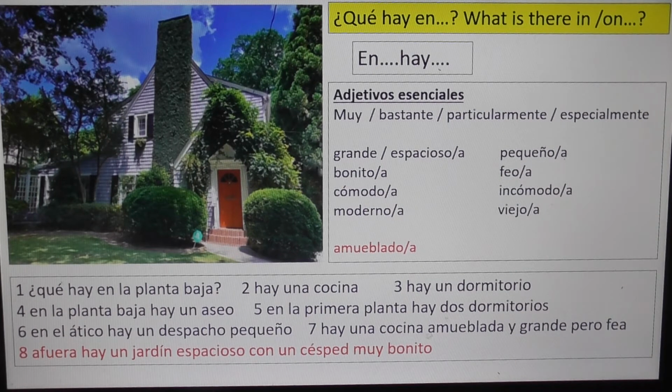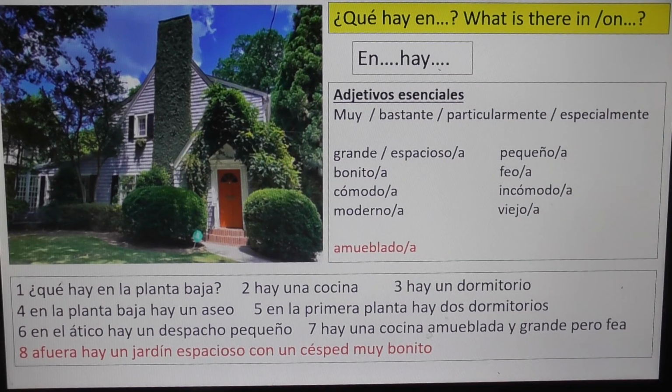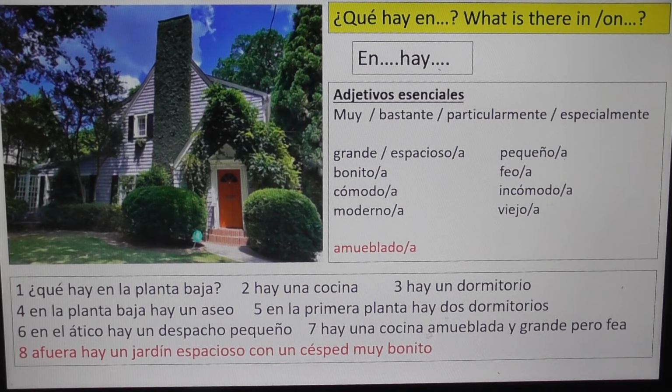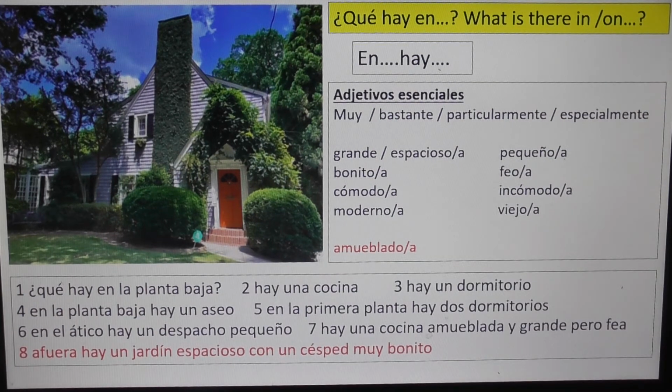Okay, number 1. ¿Qué hay en la planta baja? What is there on the ground floor? Number 2. Hay una cocina. There is a kitchen. Which of these words means fitted? That's right. Amueblado, amueblada. Number 3. Hay un dormitorio. There is a bedroom. 4. En la planta baja hay un aseo.